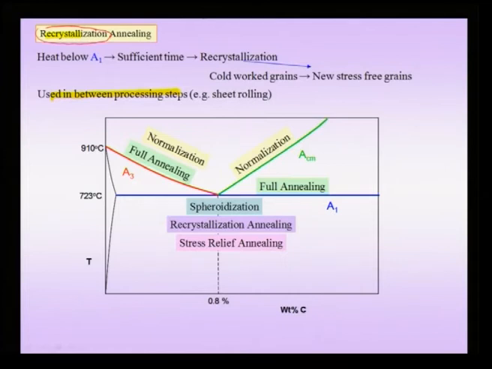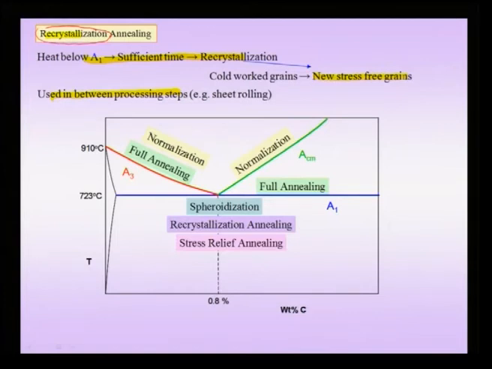For other reasons also you may want to carry out recrystallization annealing to produce a microstructure in which you have strain free grains. Typically, this is done below A1, and you give sufficient time so that these cold worked grains are replaced by new stress free grains. So, essentially you have material at the end which is ductile, where the defect density is small, the dislocation density is small, and the material further can be worked if necessary.